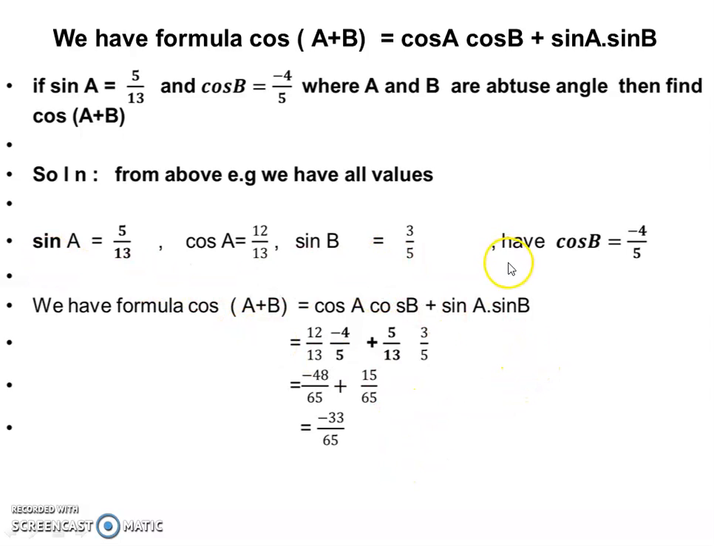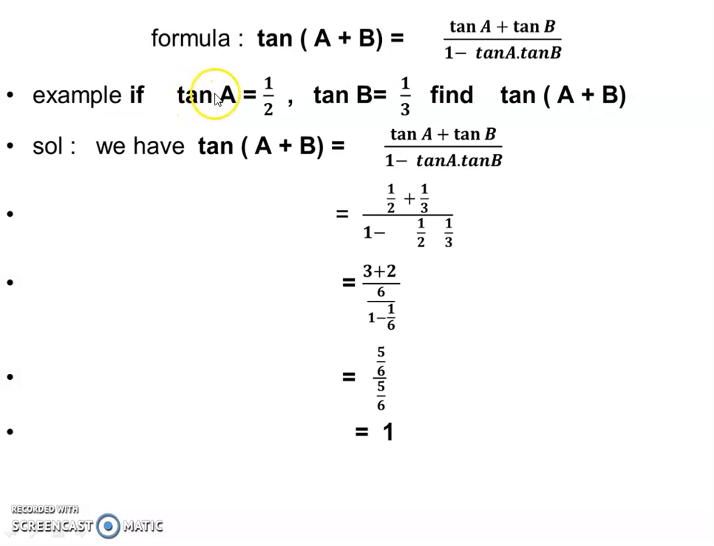For these values we have to use sin square A is equal to 1 minus cos square A, cos square A is 1 minus sin square A, sin square B is equal to 1 minus cos square B, cos square B is equal to 1 minus sin square B. So we have the values already, we have to put them in this formula. Our main formula is tan(A plus B). We know that tan(A plus B) is tan A plus tan B upon 1 minus tan A into tan B.